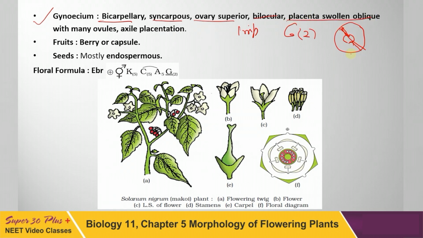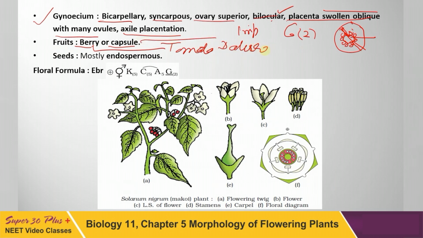Placenta, you see this is oblique, this is the central line, this is oblique, and it is swollen in the center, and the ovules are arranged on the axis, that is axial placentation. I may repeat, ovary is bicarpellary, bilocular, placenta is swollen and oblique with many ovules and axial placentation. The fruit is either berry or capsule. In case of tomato, the fruit is a berry, and in case of Datura plant, the fruit is a capsule. Seeds are mostly endospermic.